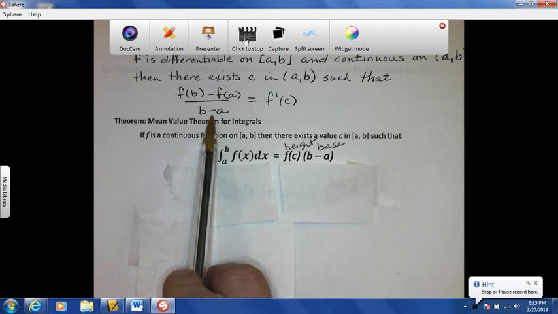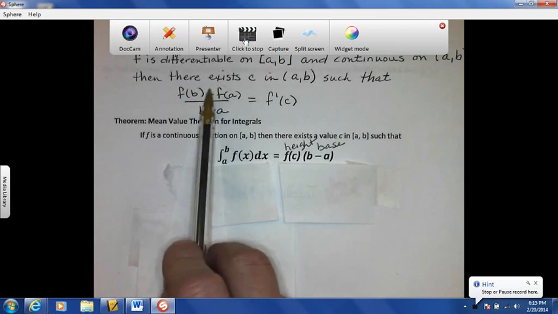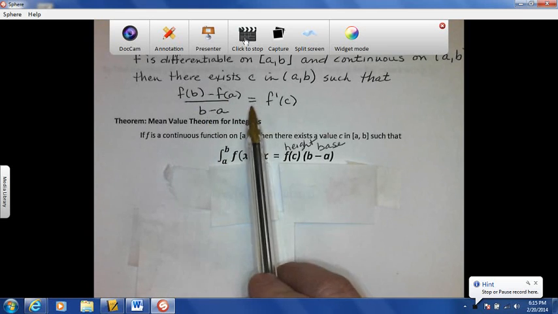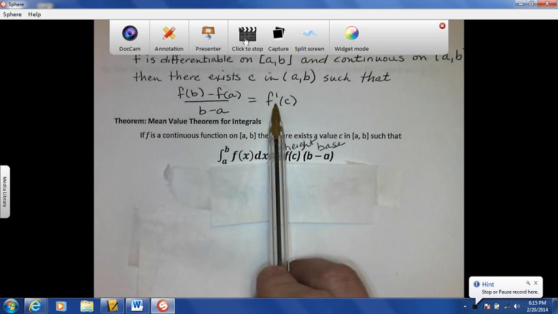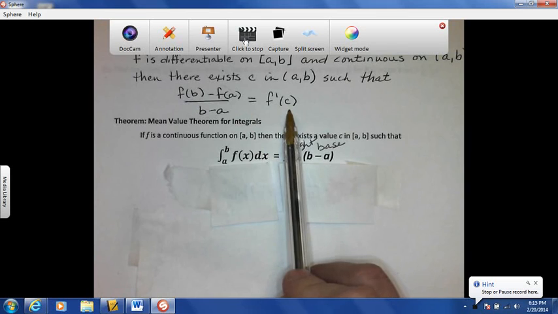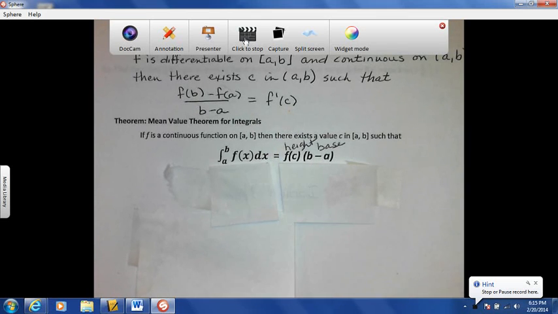interval such that the slope of the endpoints, the secant line, is equivalent to the slope of a tangent line at an internal point c. Now, the mean value theorem for integrals states that if f is a continuous function on the closed interval from a to b, then there exists a value of c in that closed interval such that the integral from a to b of f of x dx is equal to f of c times the quantity of b minus a.